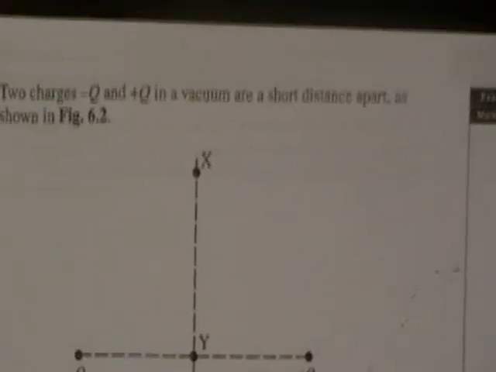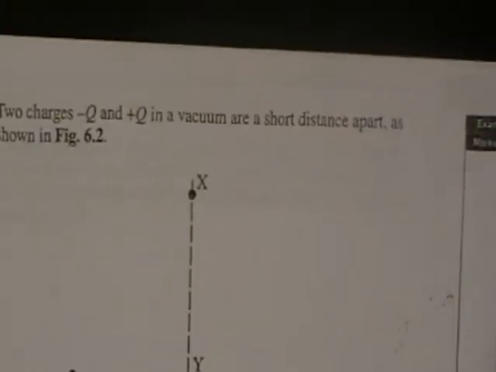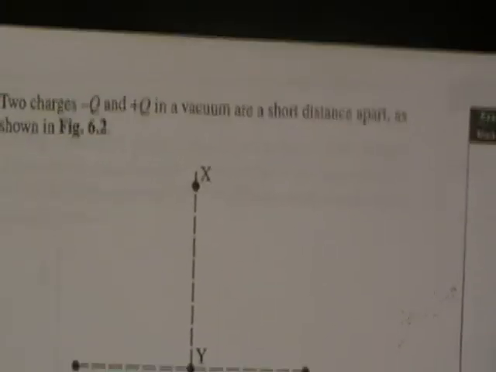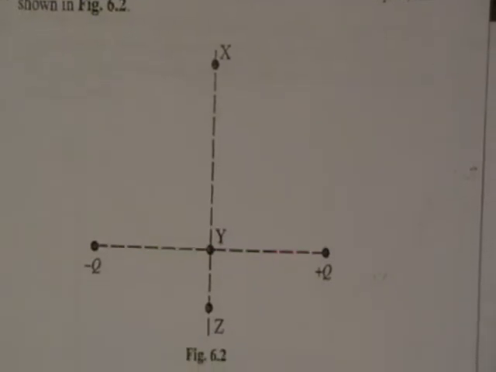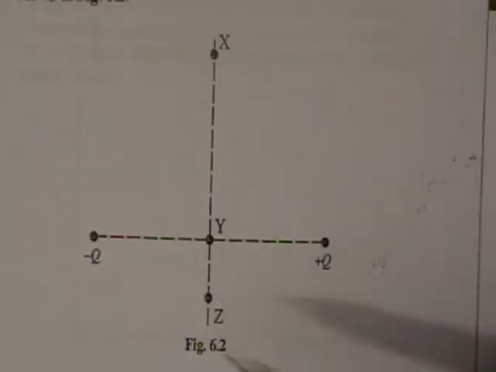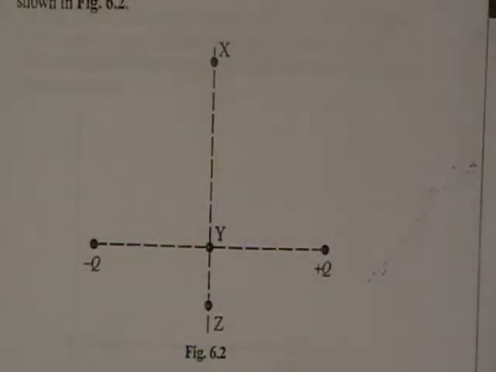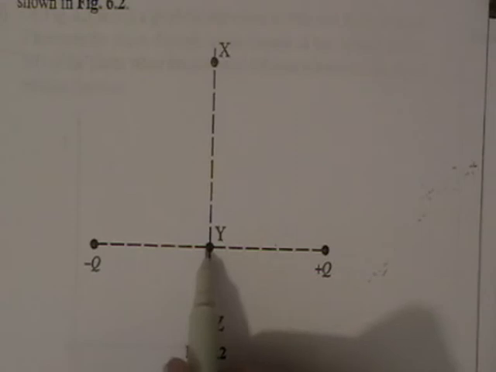Okay. Two charges, minus q and plus q, in a vacuum are a short distance apart as shown. So here's the diagram, minus q and plus q. x, y and z are points on the perpendicular bisector. Mark the directions of the electric fields at the points x, y and z. Well, a positive point charge placed at y is going to be pushed by that one and pulled by that one, so overall it will go in that direction.